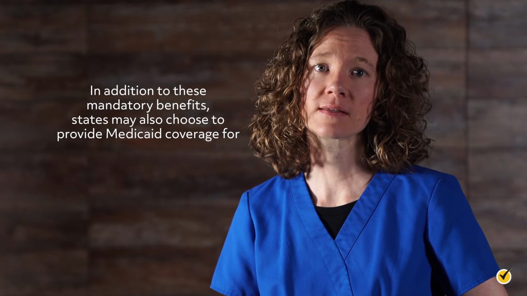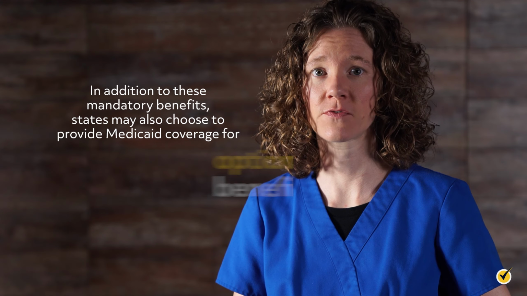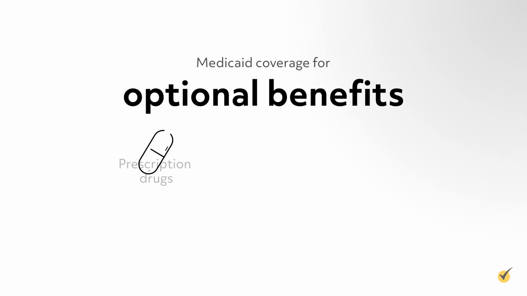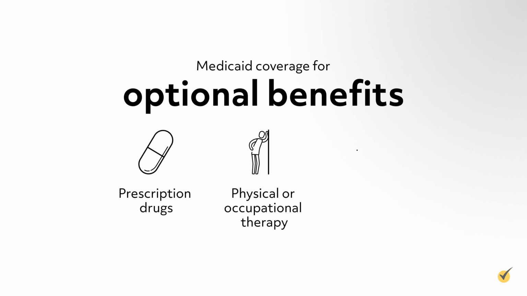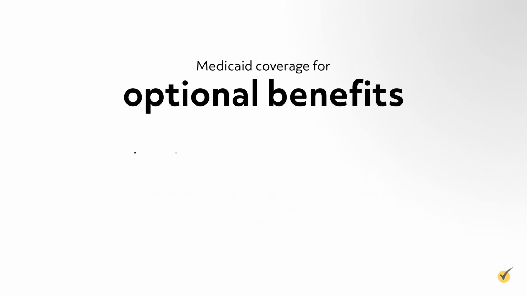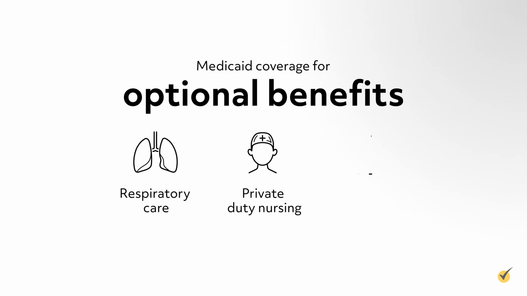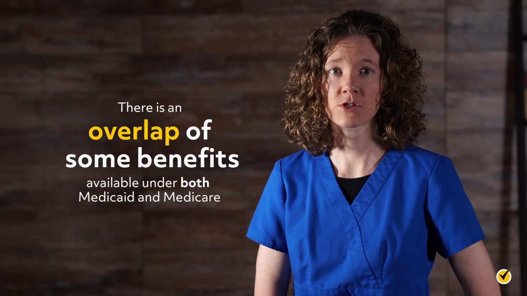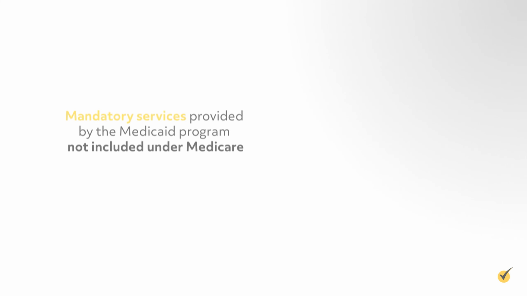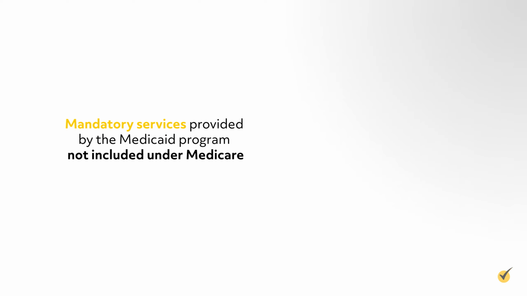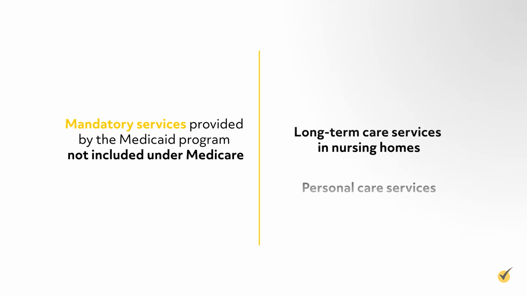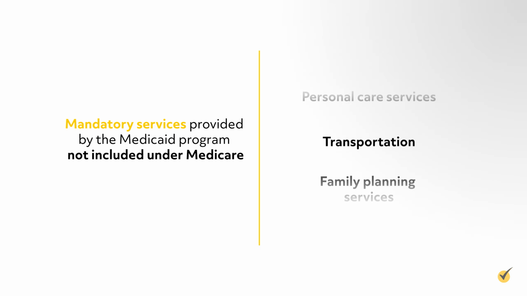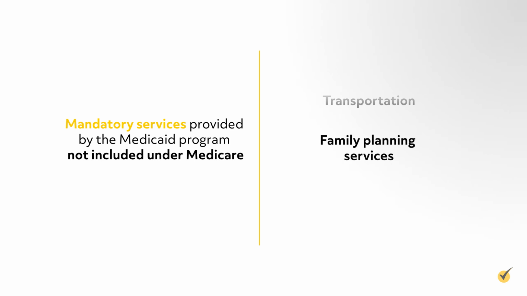In addition to these mandatory benefits, states may also choose to provide Medicaid coverage for optional benefits like prescription drugs, physical or occupational therapy, speech and hearing services, respiratory care, private duty nursing, and case management. There is an overlap of some benefits available under both Medicaid and Medicare. However, some mandatory services provided by the Medicaid program are not included under Medicare, such as long-term care services in nursing homes, personal care services, transportation, or family planning services.